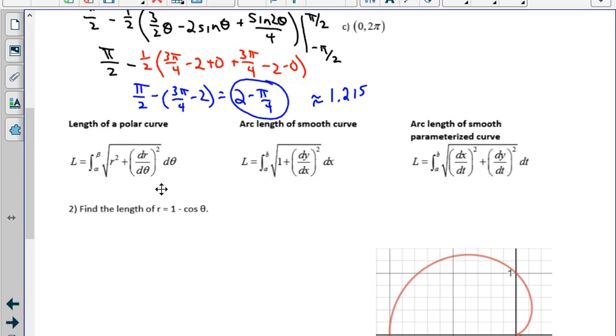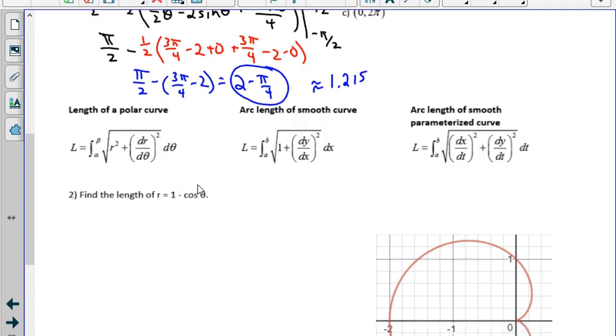If you have more questions, you can ask either Mrs. Casey or me in class, but these are the length of a polar curve, arc length of a smooth curve, which you already should know, and arc length of a smooth parametrized curve, which again, we already learned in this chapter. So this was learned a long time ago, this was learned a few days ago, and this is now the new one that you have to know.